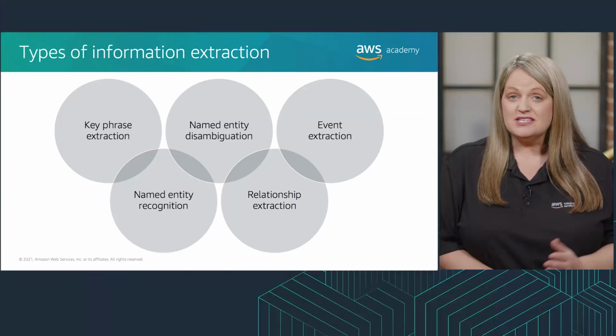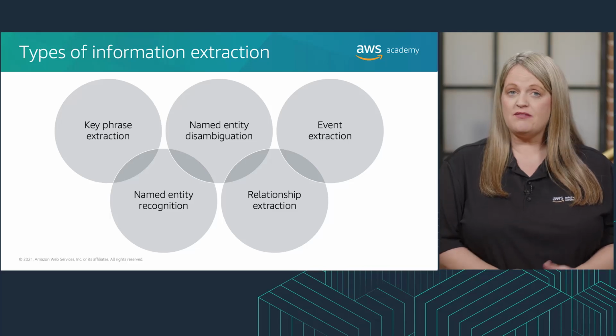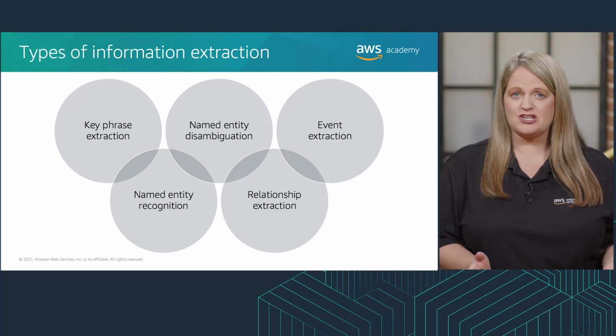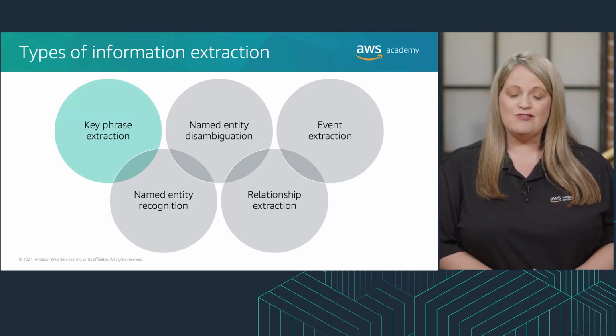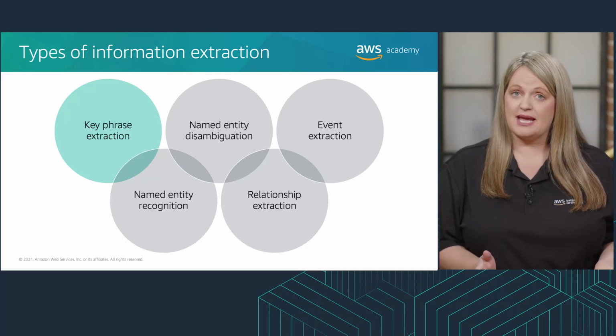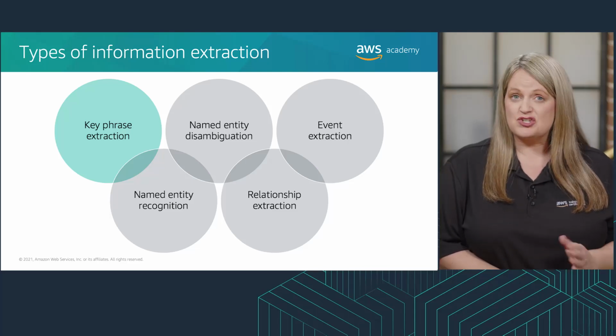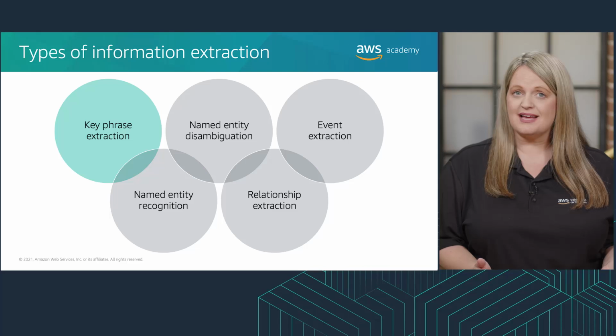Welcome to Section 2. In this section, you look at different types of information extraction, also known as IE. This module provides information about 5 different types of information extraction. The first is key phrase extraction, also known as KPE. KPE extracts useful words or phrases from text.